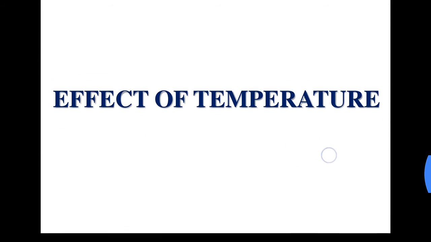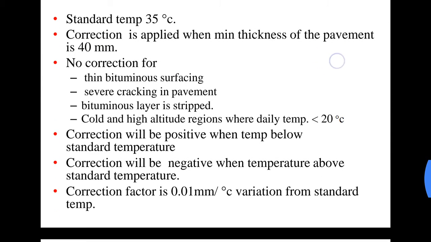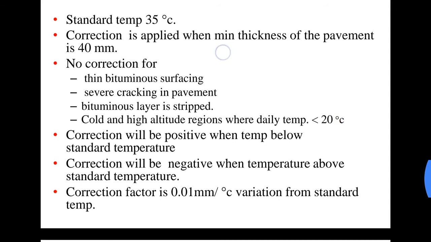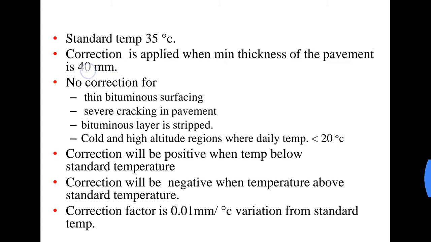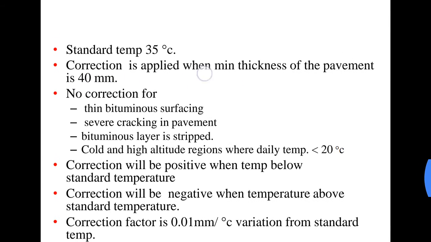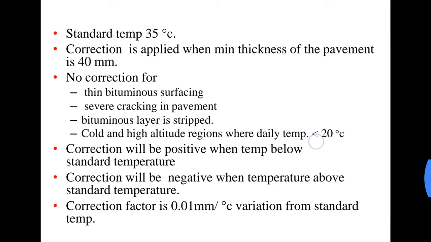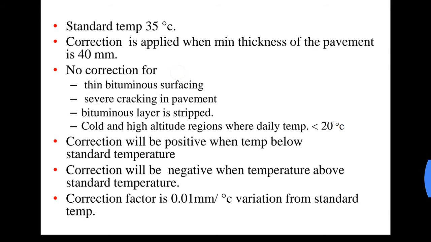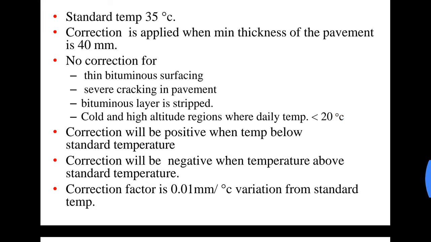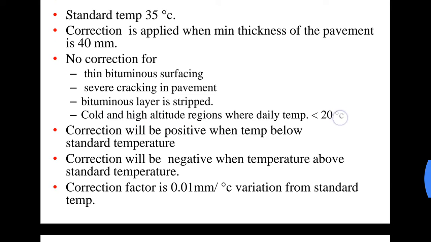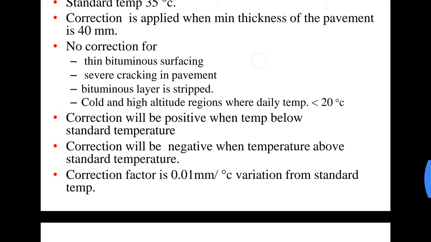Now, the effect of temperature. What is the effect of temperature during this test? The pavement standard temperature is considered to be 35 degrees centigrade. Correction is applied when the minimum thickness of the bituminous layer is 40 mm. If it is lesser than 40 mm, then we need not apply any temperature correction. No correction is applied for thin bituminous surfacing, severe cracking in the pavement, stripped bituminous layer, and cold and high altitude regions where daily temperature is less than 20 degrees centigrade. In these 4 cases, we need not apply any corrections.